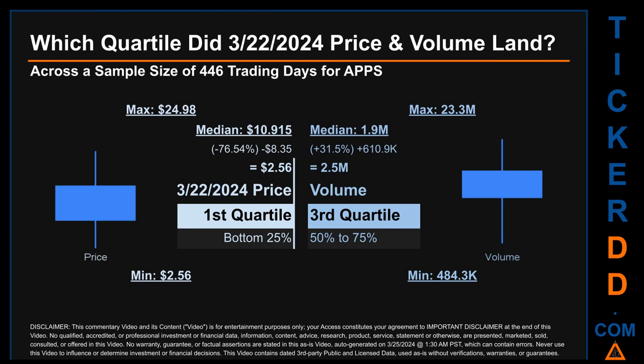Quartiles tell us about the spread of a data set by breaking that data set into quarters, just like how the median breaks the set into half. Descriptively, APPS has a median price of $10.915. Therefore, March 22, 2024 price was lower from that middle marker by 76.54%. The day's volume of 2.5 million was more than the median by 31.5%.